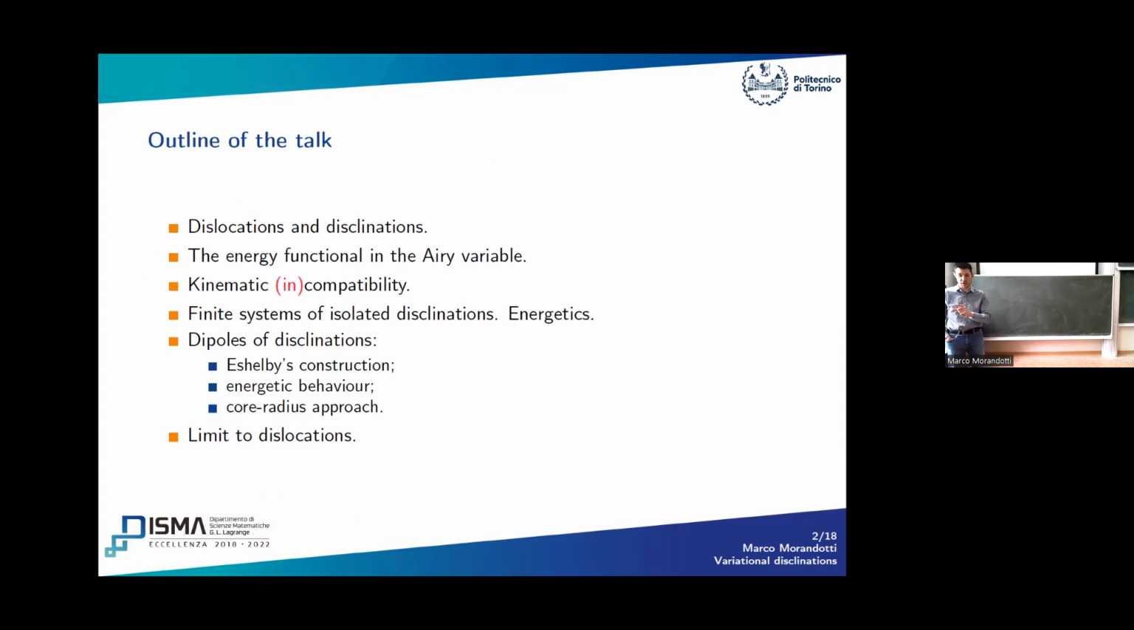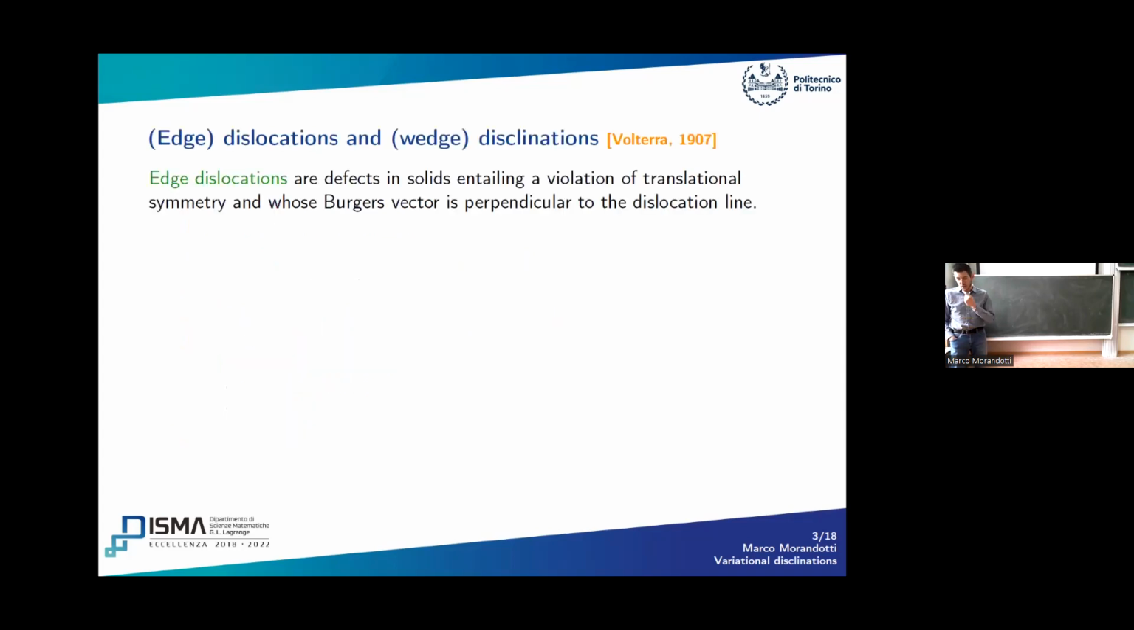where I was talking about dislocations and disclinations. And we see the energetic behavior of this dipole, and we show that in the limit as the length of the dipole vanishes, then we recover the description of edge dislocations that was already studied in the literature. In particular, we recover the expression of the renormalized energy as was obtained by Cermelli and Leoni in a celebrated paper dating back to 2005, and we get all orders of this energy. So let us see what dislocations and disclinations are.